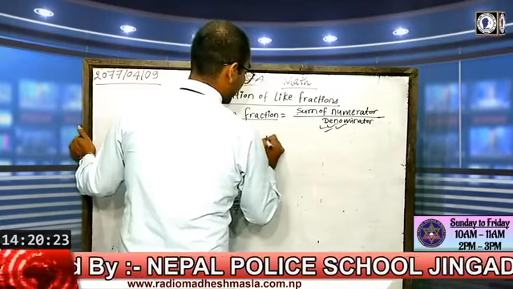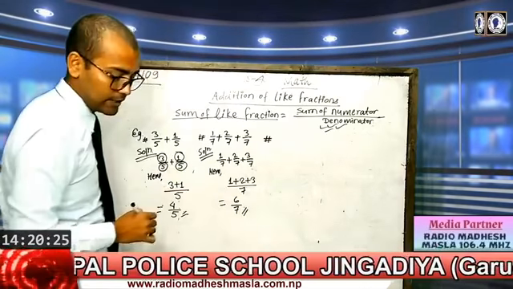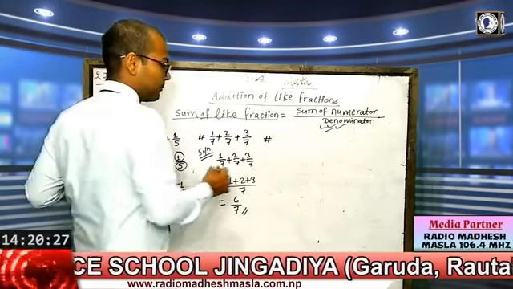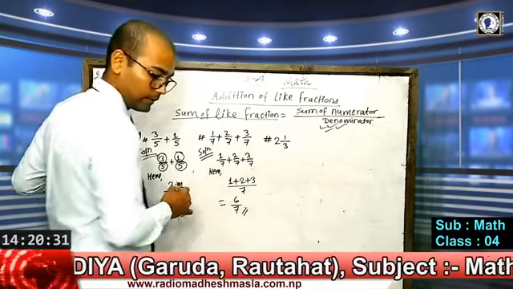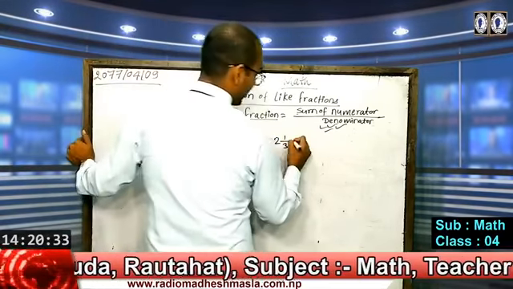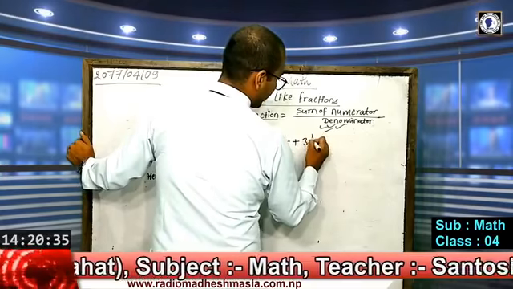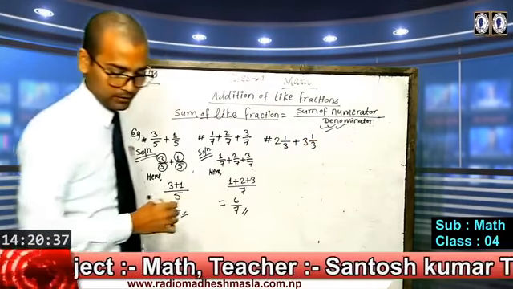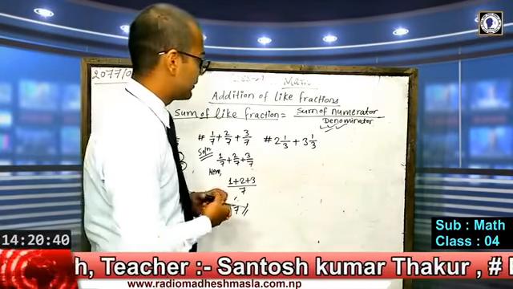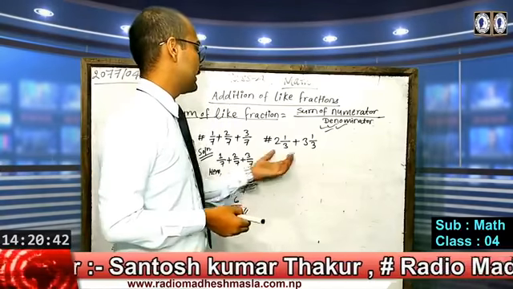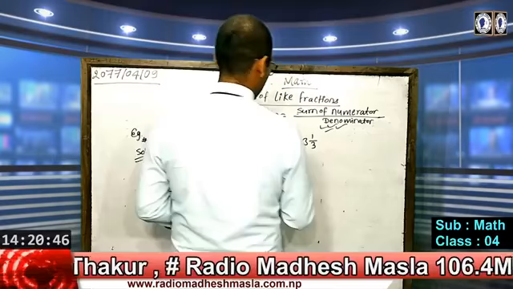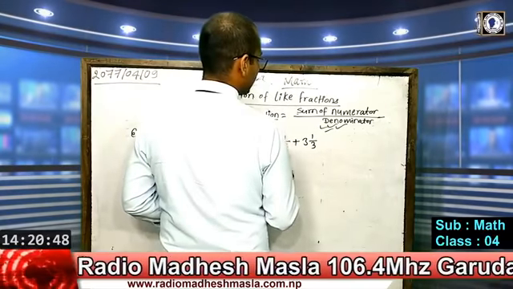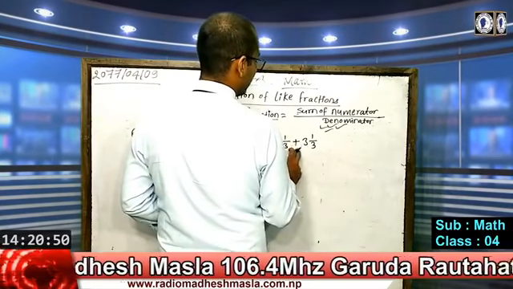Another example of like fractions which are in the mixed form, or mixed numbers: 2 1 by 3 plus 3 1 by 3. Students, listen to me very carefully. These are the two fractions, 2 1 by 3, that means 2 quotient 1 by 3, plus 3 quotient 1 by 3.